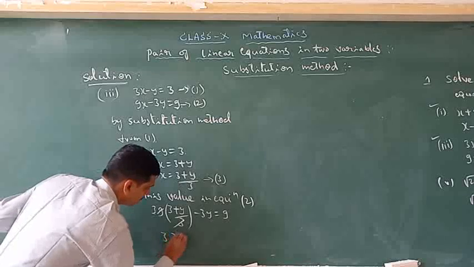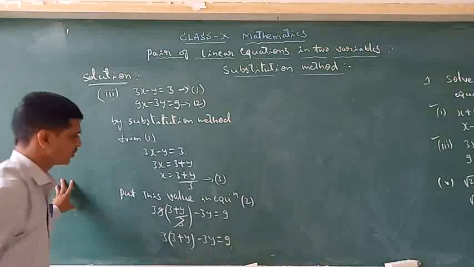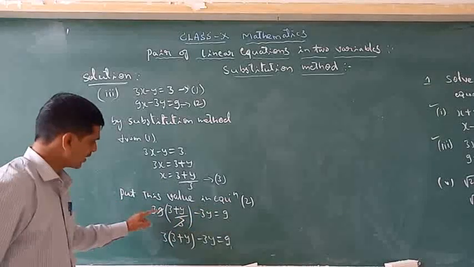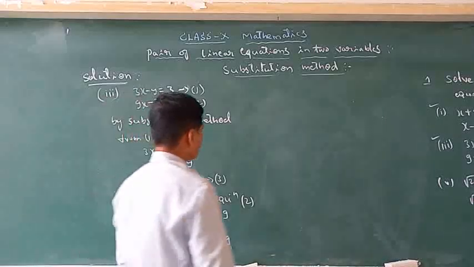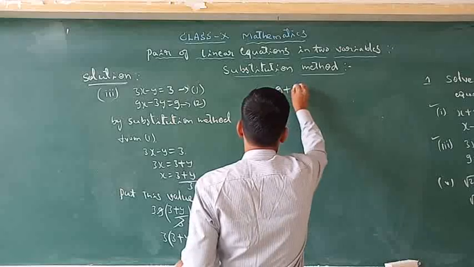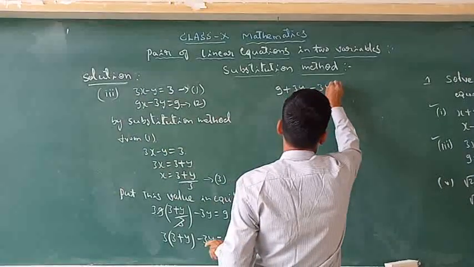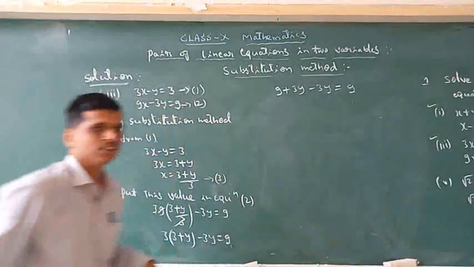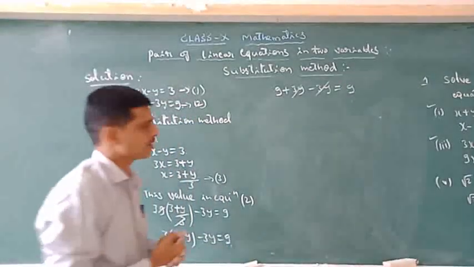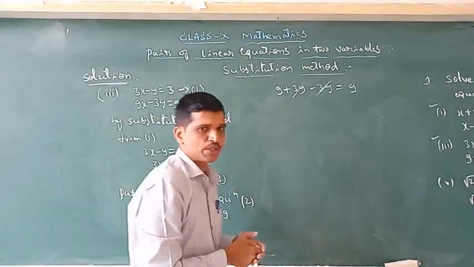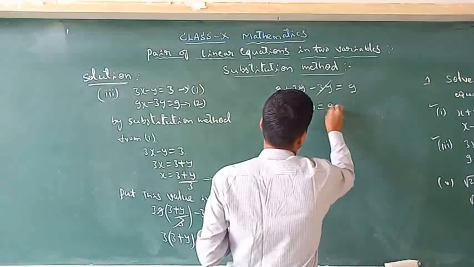So what is the remainder? 3 times (3 plus y), so it is 9 plus 3y, minus 3y, equal to 9. Don't cancel this one and this one because it is not a common term for the whole expression. Now plus 3y minus 3y cancels, because positive and negative of like terms can be cancelled out. So what is left now? 9 is equal to 9.